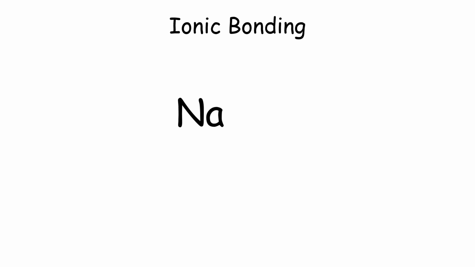So here we have a quick example. We are looking at a sodium atom that only has 1 valence electron, and we have a chlorine atom that has 7 valence electrons. So as we all know, what's going to happen here is that sodium is going to lose that 1 electron and chlorine is going to gain that 1 electron. So the electron will be transferred from sodium to chlorine.